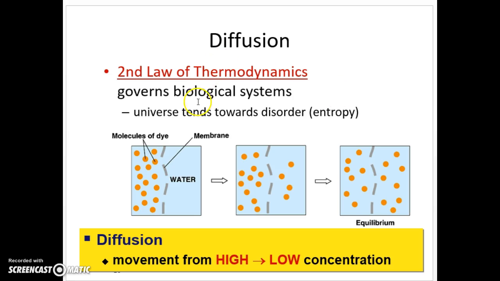So this governs not only physical sciences, but also biologic science. And so we see an example of it here. These are molecules of dye, and this is a membrane that has pores that allow the molecules of dye to pass through from their high concentration to a lower concentration.